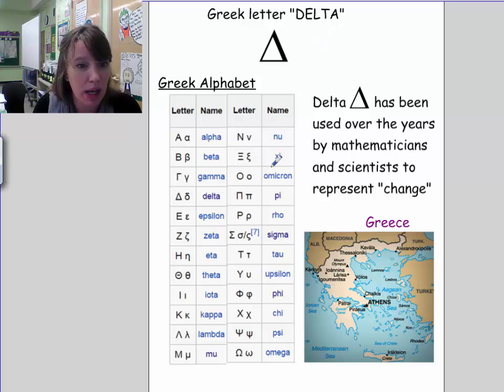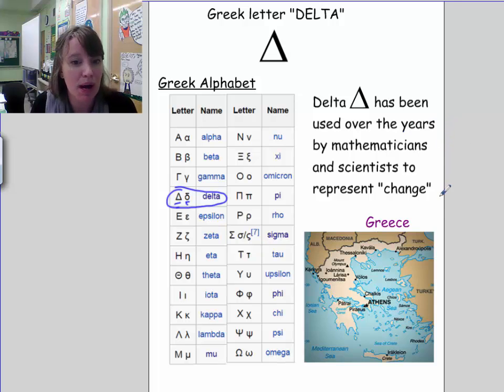Okay. Sometimes we refer to the slope formula using a symbol called delta. Delta is a Greek letter, so this is a screenshot of the Wikipedia page for the Greek alphabet. Delta is this letter right here, so it's a capital letter in the Greek alphabet. This is the lowercase delta, this is the uppercase. And delta has been used over the years by mathematicians and scientists to represent change, okay?